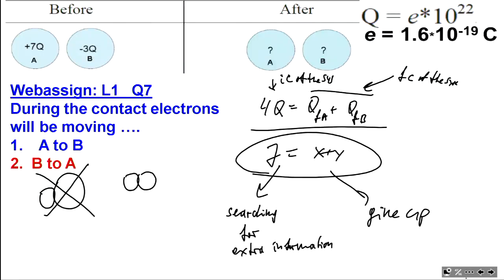How do we make this statement about Q final A, Q final B written mathematically? How do we write it mathematically? They are equal to each other. Now we have two equations and two unknowns. So now it's doable, it's solvable.